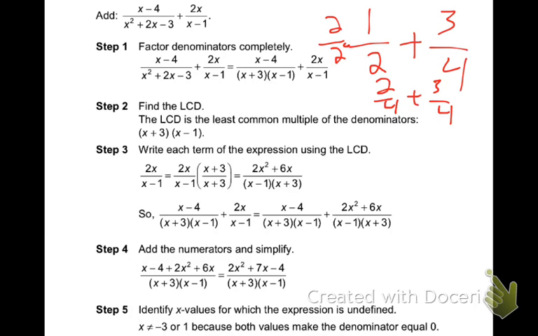You have to multiply by what is missing. So I'm going to take my terms here. And the first thing you want to do is you want to factor it down. Find out what is missing. So when you factor it, you get x plus 3 and x minus 1. Well, my other fraction has x minus 1 already. So what term is my second fraction missing? It's missing the x plus 3.